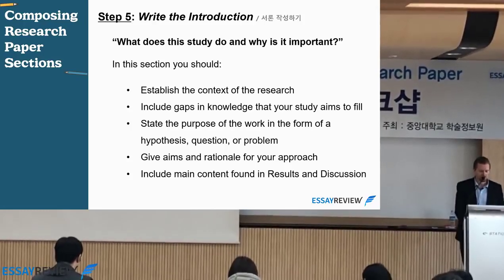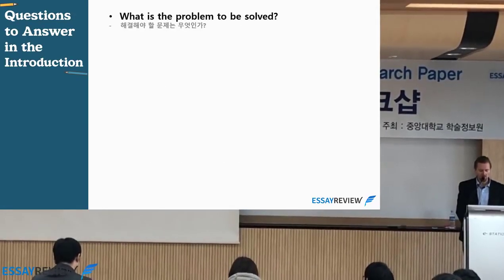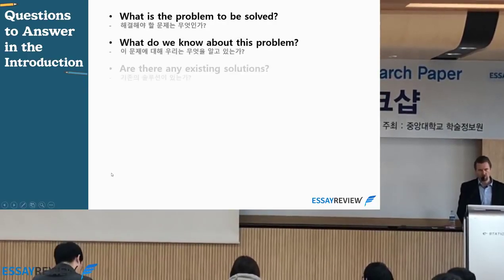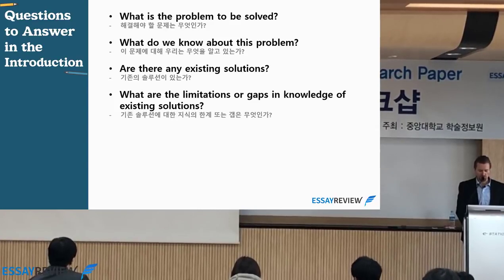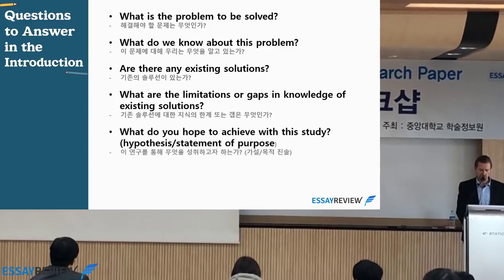Okay, so here are some questions. What's the problem being solved? What do we know about the problem? Are there existing solutions? What have other researchers shown that we can solve this problem? What are the limitations to these solutions? What's the problem with the current understanding? And your hypothesis, what do you want to do with this study?